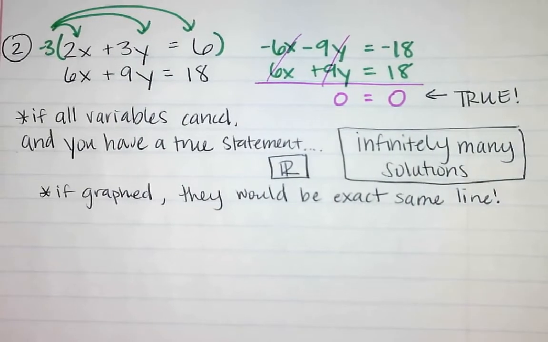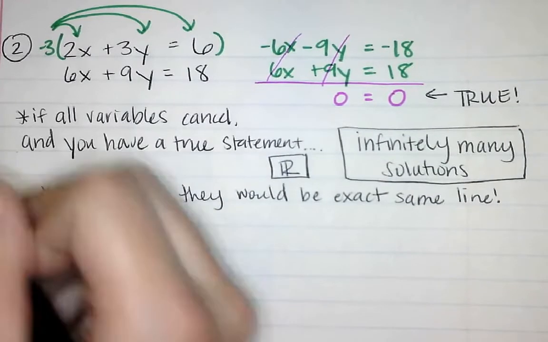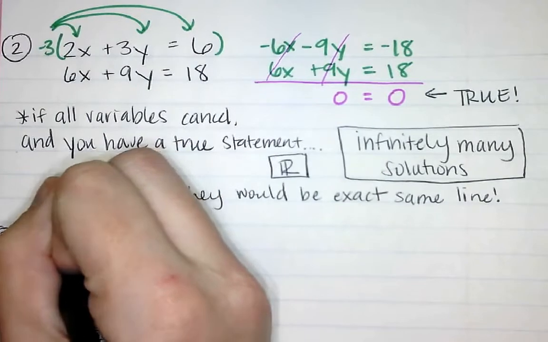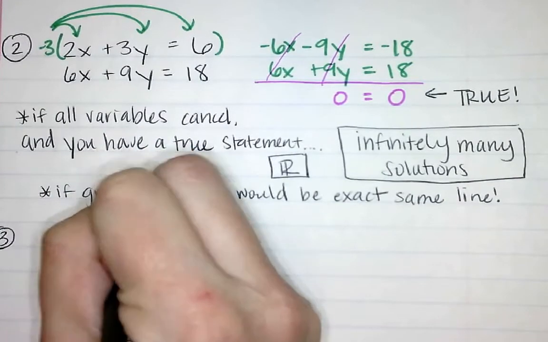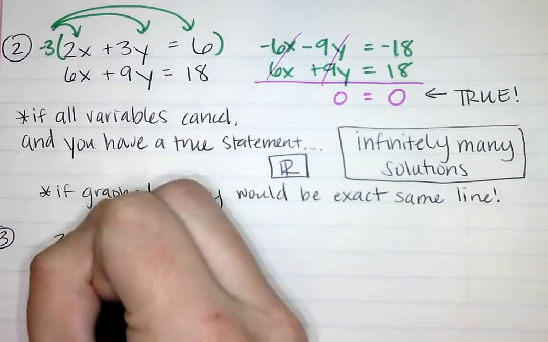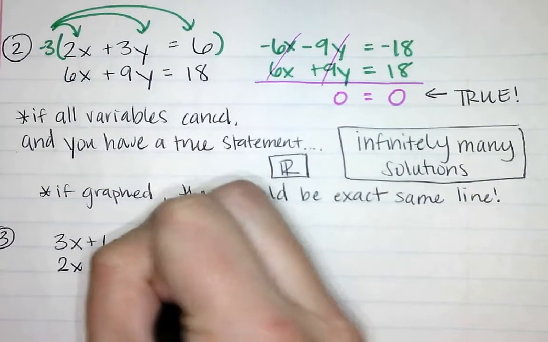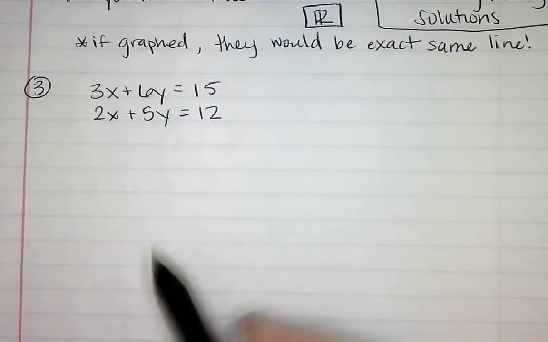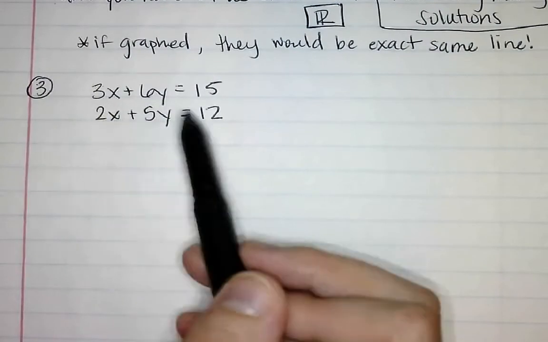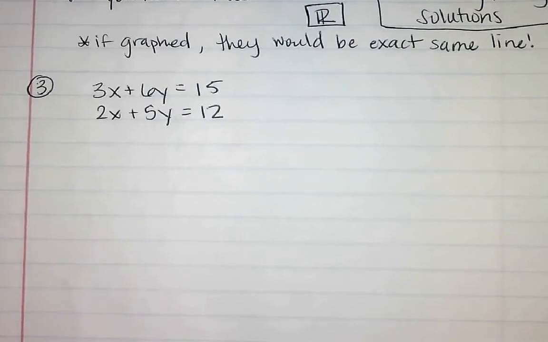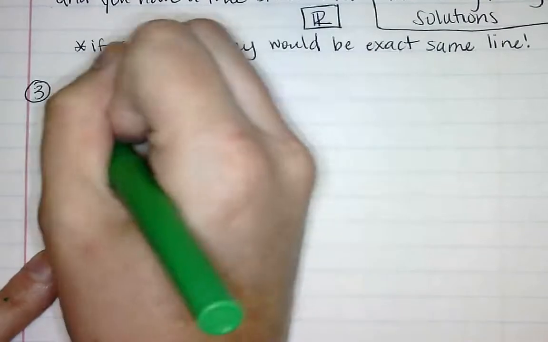All right. So let's look at another example here. I'm going to say 3x plus 6y is equal to 15, and 2x plus 5y is equal to 12. So y'all, is there anything we can multiply just one equation by to get these to cancel? When you have a problem like this, you are going to have to multiply both of your equations. Does that make sense, y'all?